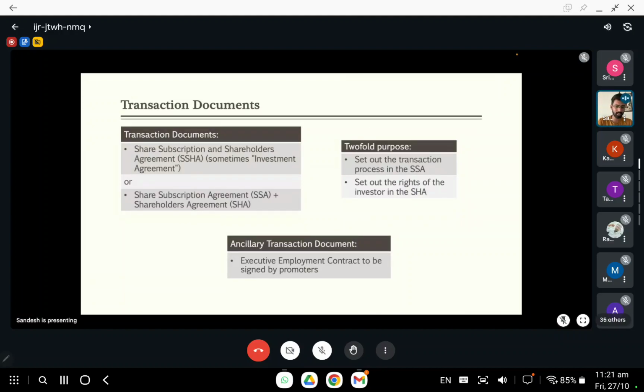After this, there's also something called an executive employment contract, which is, as I stated earlier, because all of you as founders of the company are also employees of the company, are also shareholders of the company and directors of the company.